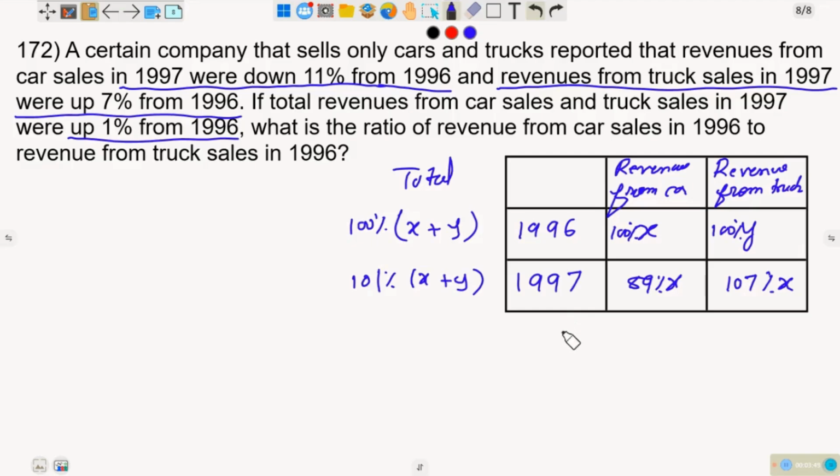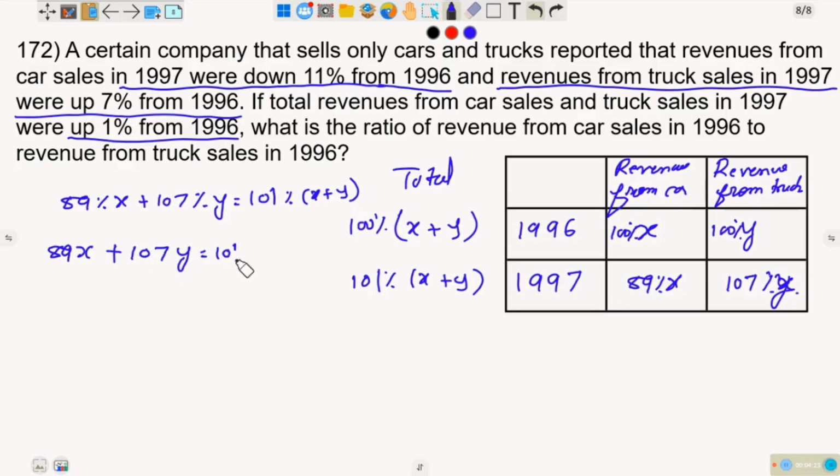Alright, now let's take the ratio. What did we get here? So 89% of X plus 107% of Y should be equal to this much. Let's solve it. So 89% of X plus 107% of Y is equal to 101% of X plus Y. Let's solve this. So you can take down the percent sign here, because everything is divided by 100, which will be same as writing 89x plus 107y is equal to 101 times x plus 101 times y.